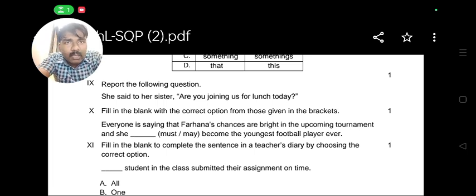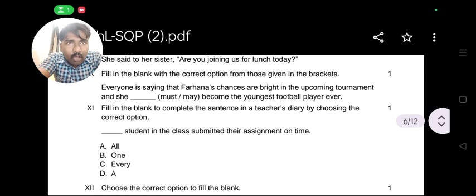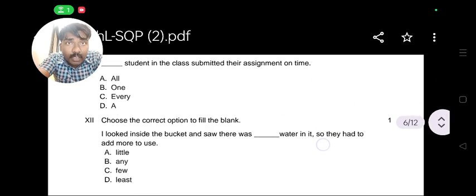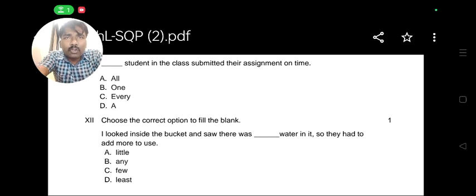Then we have determiners, then modal verbs, must and may. Two questions are on determiners. Sometimes you just ignore determiners. Please study them. Nowadays CBSE is changing its pattern. Reported speech has become less compared to previous years' question papers. Now they are focusing on verb forms.